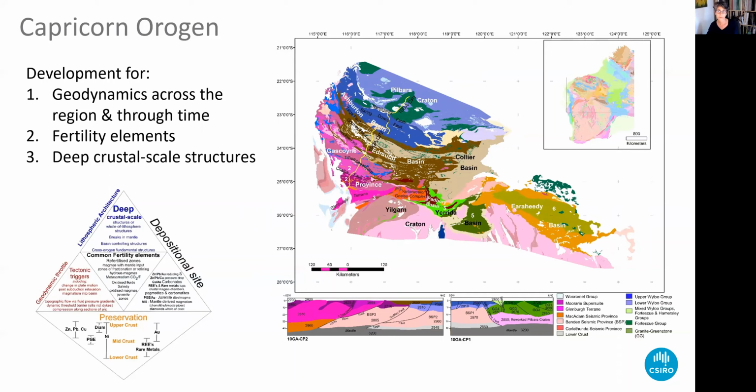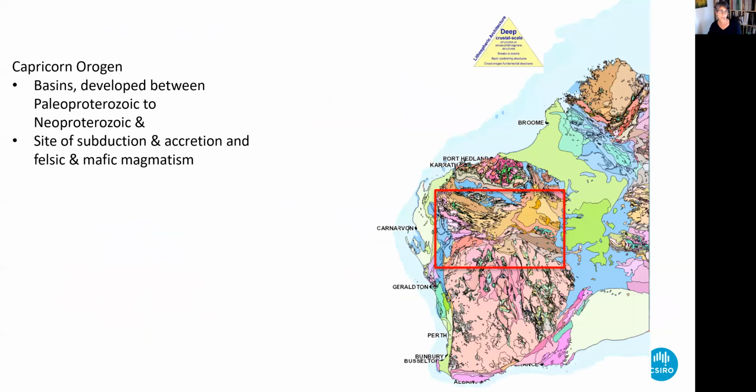Now, as part of this analysis, we had to take all of that tectonic development into account. That was the tectonic development that formed the West Australian craton, which is this whole region through here, but also everything that occurred post that, so all of the reworking that occurred in the region afterwards. In the Capricorn Orogen, basins developed between the Paleoproterozoic and Neoproterozoic, some of them before the West Australian craton was formed, like this area down here, the Ophthalmia Basin. There were sites of subduction and accretion, as I've just told you, and lots of felsic and mafic magmatism.